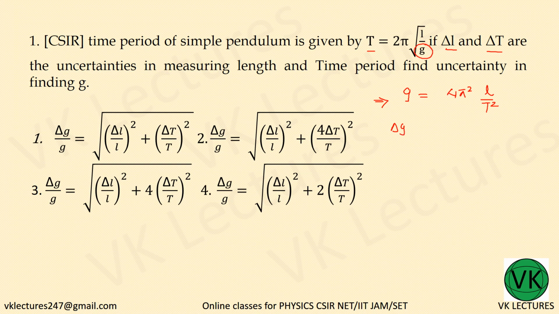So delta g by g whole square is equal to, 4 pi square is a constant, so delta L by L whole square, and this is squared, so plus 2 times delta t by t whole square. So that is delta g by g is equal to under root delta L by L whole square and 4 times delta t by t whole square. So your option is option 3.